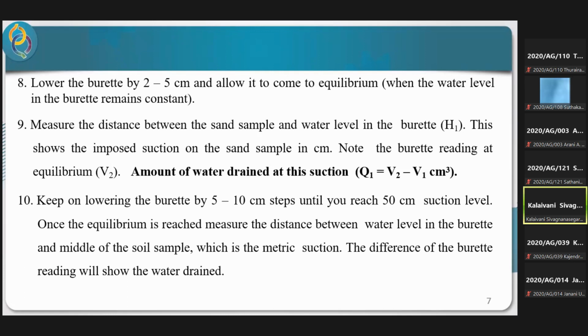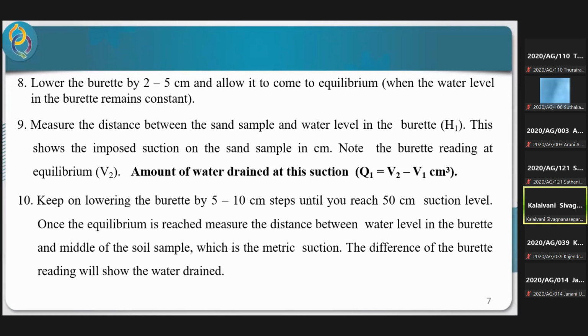Up to this, do you understand the procedure? Then after, you have to do it again and again. Keep on lowering the burette by 5 to 10 centimeter until you reach 50 centimeter suction level. Suction level means 50 centimeter height. Once the equilibrium is reached, measure the height between the water level in the burette and the middle of the soil sample.